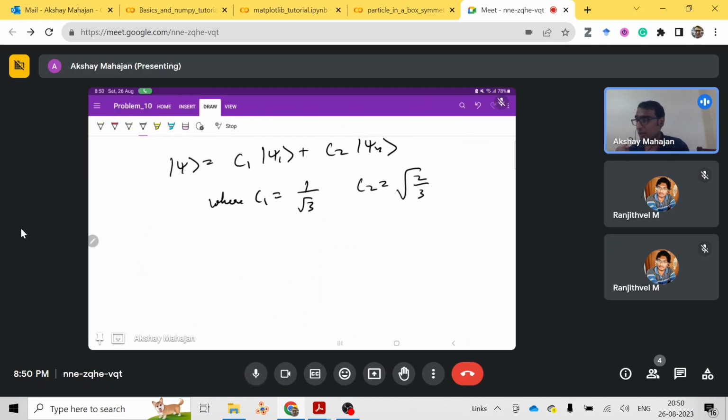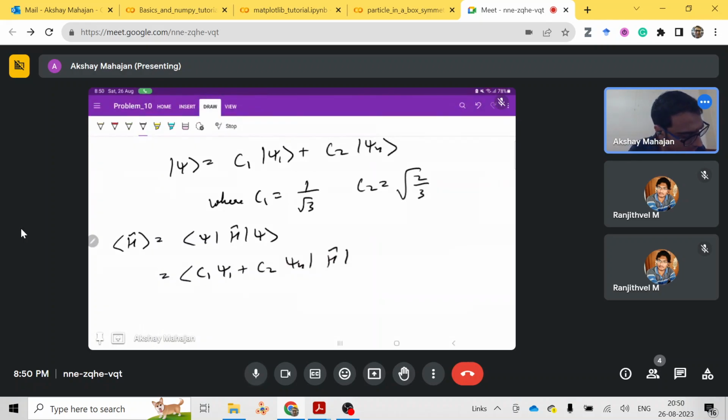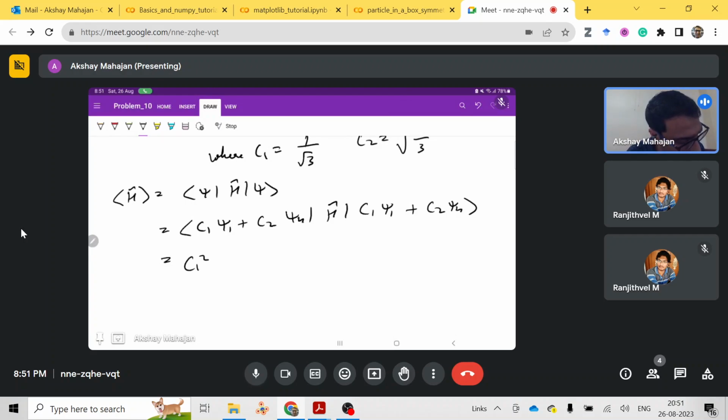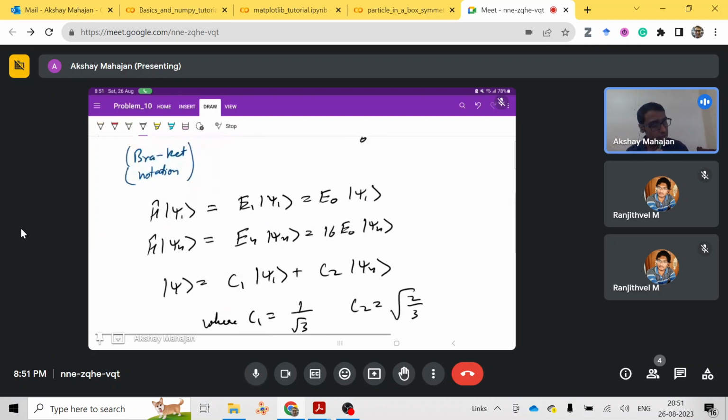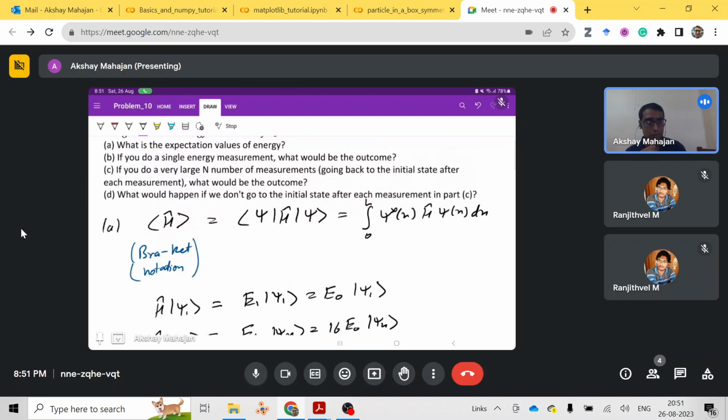So this is how we write it. And if we have to find this expectation value, we know this is basically psi H cap psi. Now you can write this as C1 times psi 1 plus C2 times psi 4, H cap, C1 times psi 1 plus C2 times psi 4. So this you can write as C1 square psi 1 H cap psi 1. This is bracket notation, so many people might not know it, but you can write this in the integral form as well, and you can check how this bracket notation works.